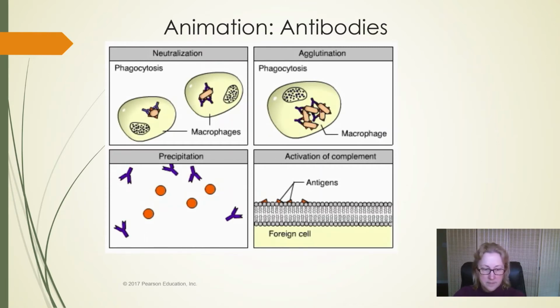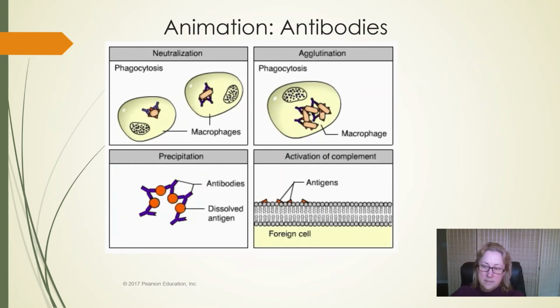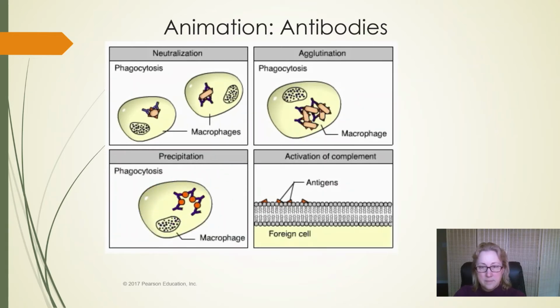Precipitation is similar to agglutination, except this process clumps together free antigen molecules dissolved in body fluids. This inactivates them and attracts macrophages, which destroy them by phagocytosis.